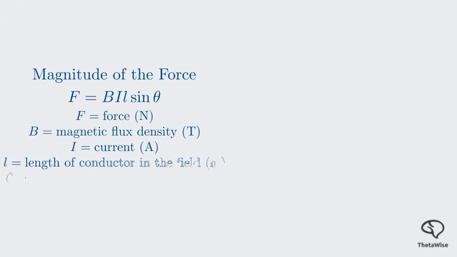Let's break down the variables. F is the force in newtons. B is the magnetic flux density in teslas. I is the current in amperes. L is the length of the conductor that is inside the magnetic field in meters. And theta is the angle between the direction of the current and the direction of the magnetic field.